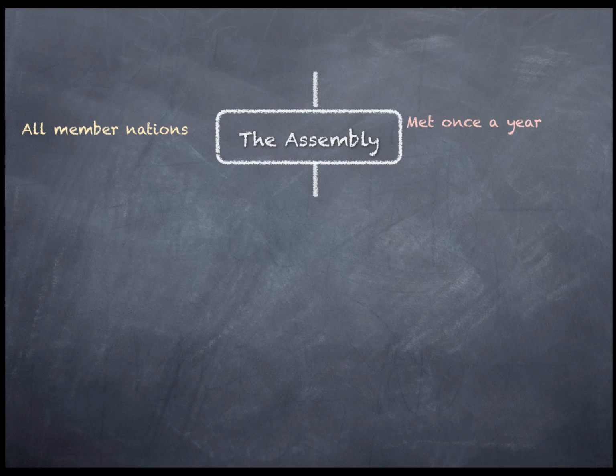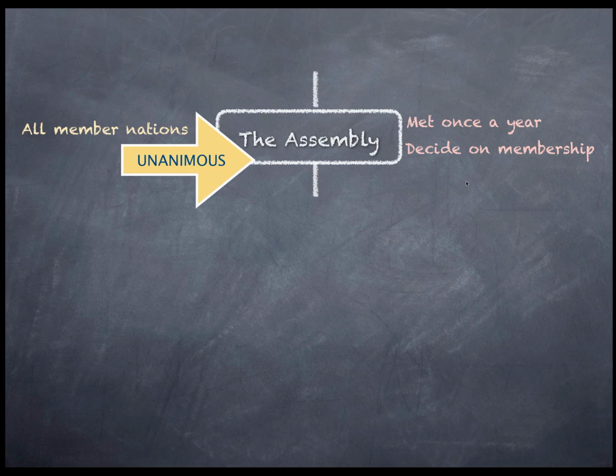It didn't meet very often, however. It met once per year, and its powers were somewhat limited. It could decide on some issues, such as membership of the League. Something else about the League Assembly was that all decisions had to be unanimous. That is, if the League was going to take any decision that the Assembly had to vote on, it had to get 100% of the votes for the League to take any action.